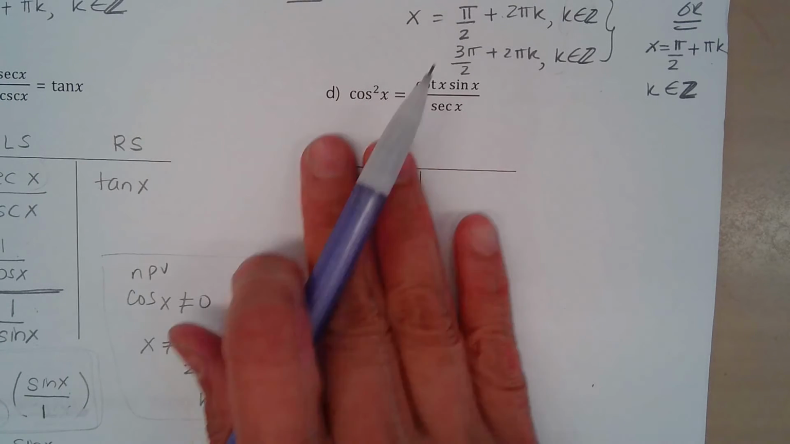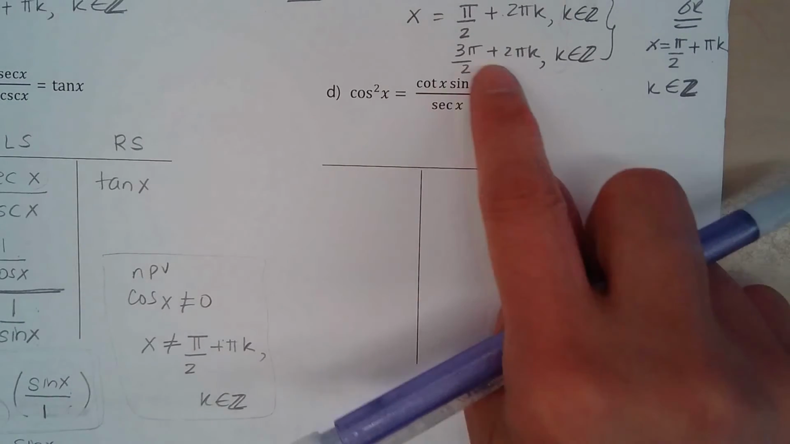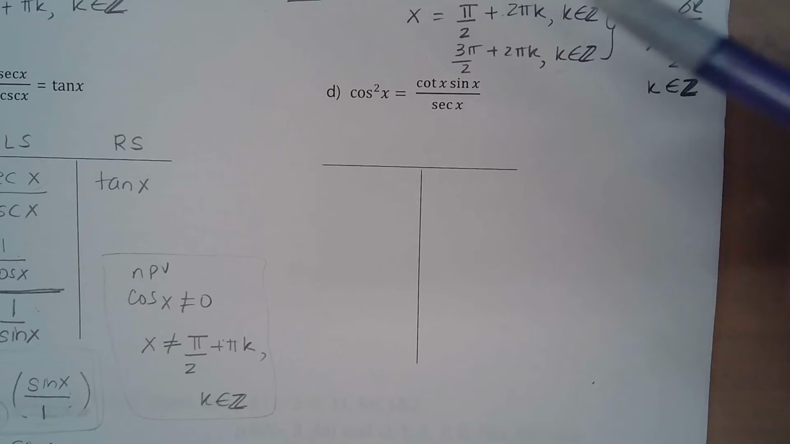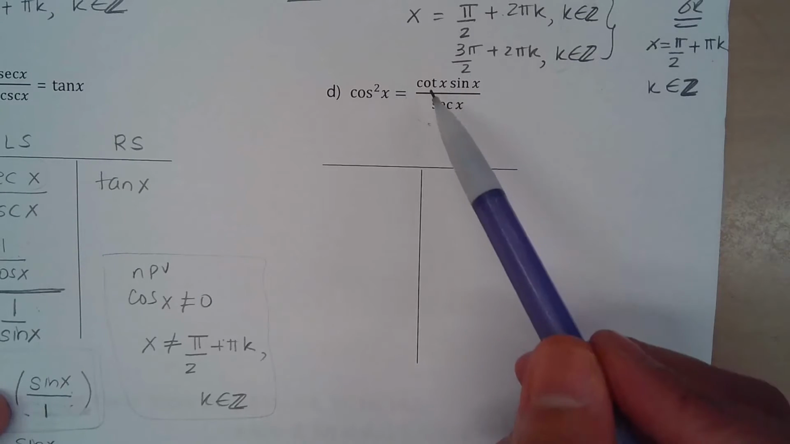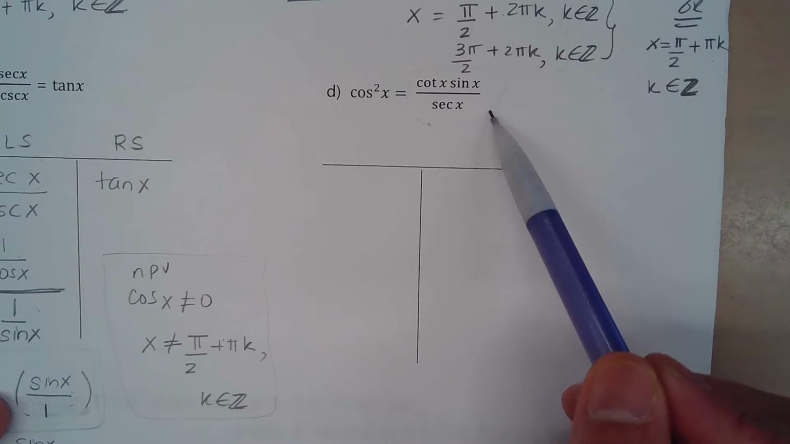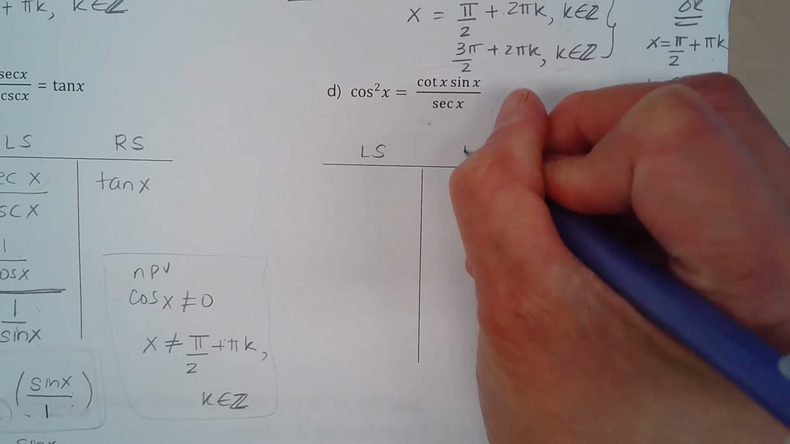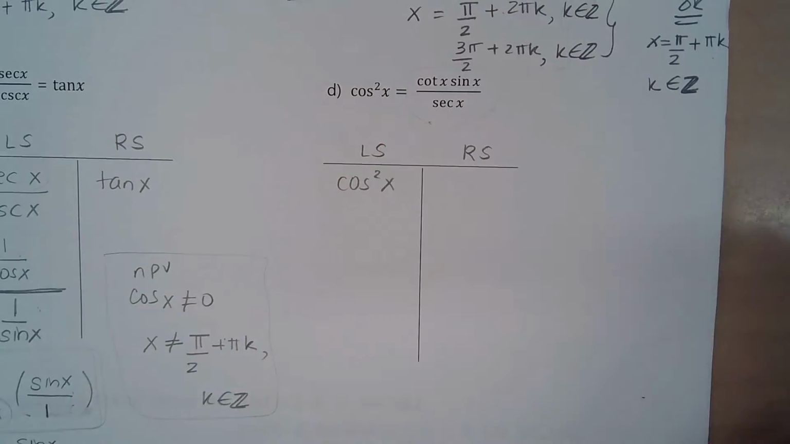Okay, now let's take a look at this one here. Which one can we work on? The right side. What's that? So you're catching on here. What's happening is that if you have something complex like these, change it to the ones that are simple. So left side and right side. The left side is just cos squared of x.